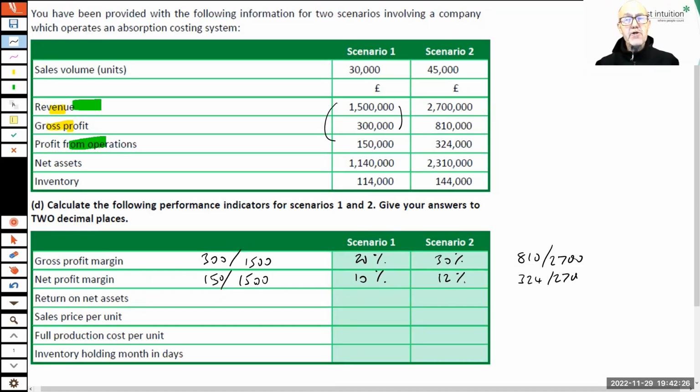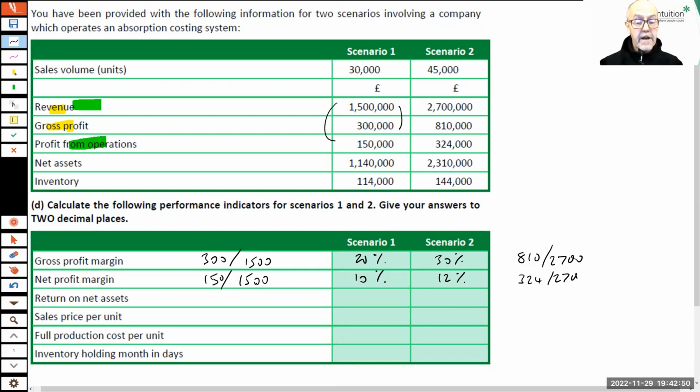We've expanded the machinery so we can produce more units more cheaply. But of course, machinery depreciates and it has to be maintained. And it may be with more supervisors. Either way, the gap between the two has widened somewhat there. Return on net assets.